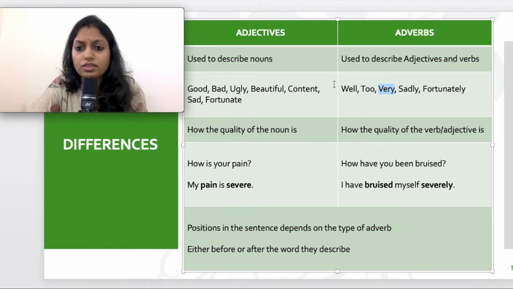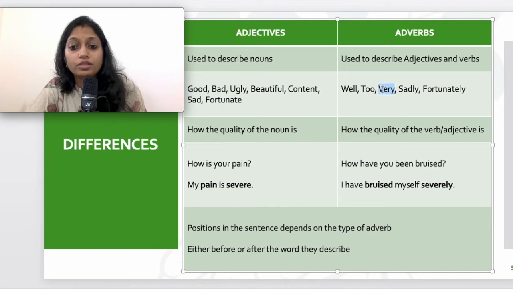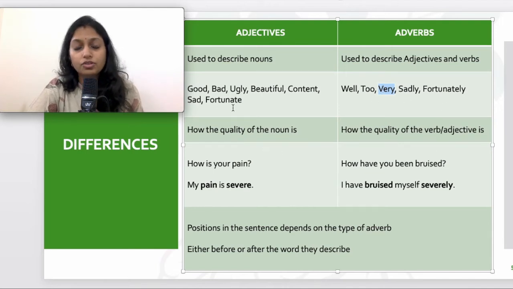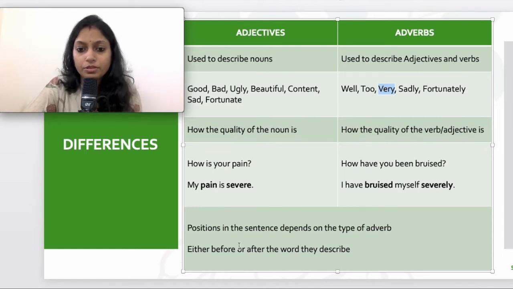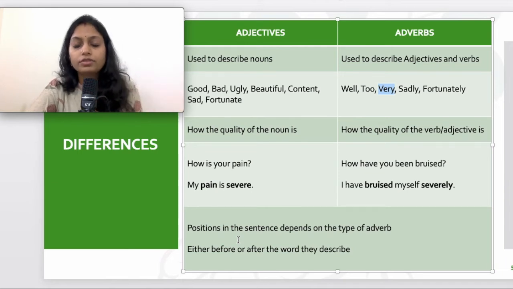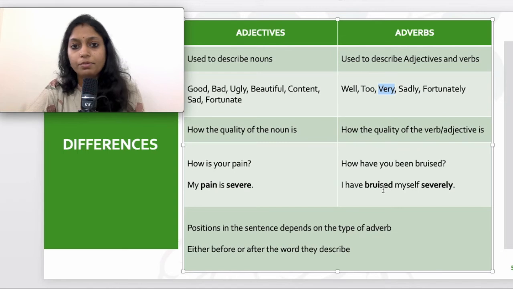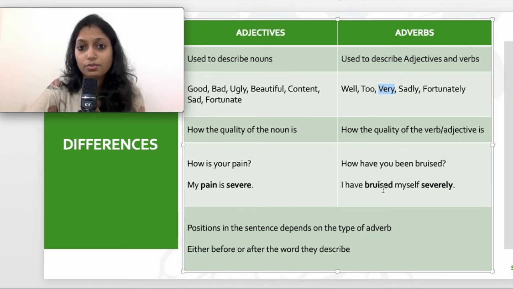So you are trying to describe adjectives or verbs through these words, and adjectives are used to describe nouns. Both parts of speech can be placed anywhere in a sentence, either before or after the word that they describe. In this case, after. In this case, after again. And that depends upon the type of adjective or type of adverb you're trying to use. Either way, they do the same function.